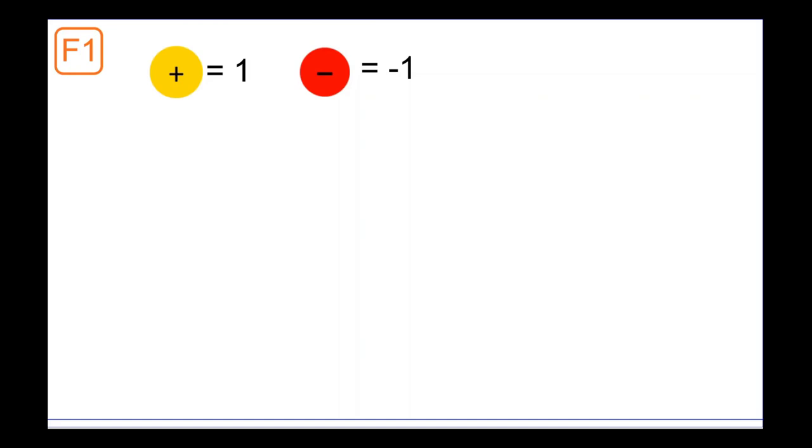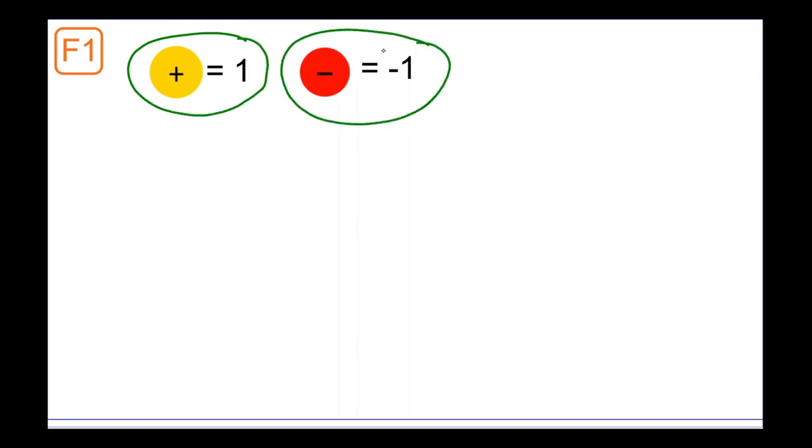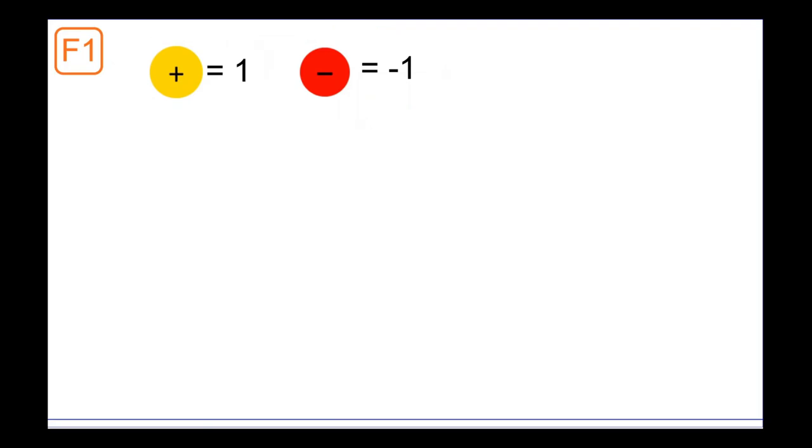On to multiplication. Again, we'll use coloured counters to help us. A yellow counter will represent positive 1, and a red counter will represent negative 1. If you need to draw the counters at home, just draw them like this.